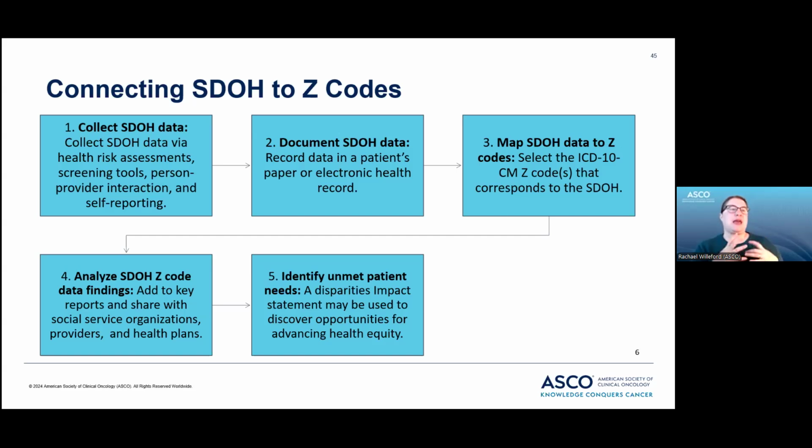The data should be analyzed and added to reports. Now, these may be internal reports, but they can also be shared with social service organizations, providers, and health plans. And this data would also be beneficial to identifying unmet patient needs. What social determinants of health are the biggest issue and therefore a priority? This can be relevant to a practice, a payer population, or even showing trends that can be utilized to update and create new health policies.